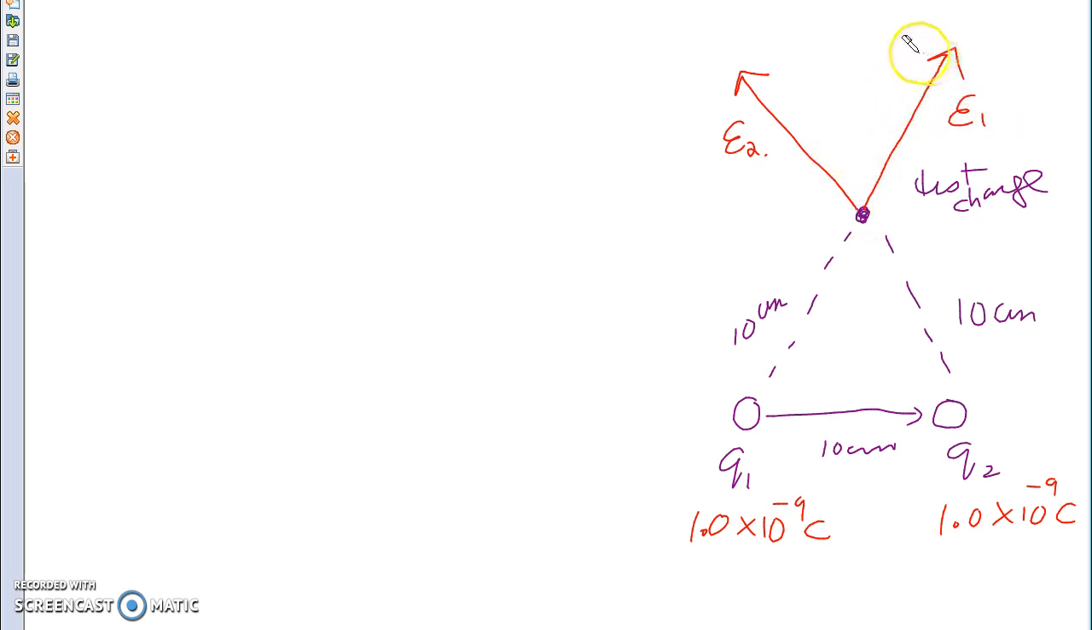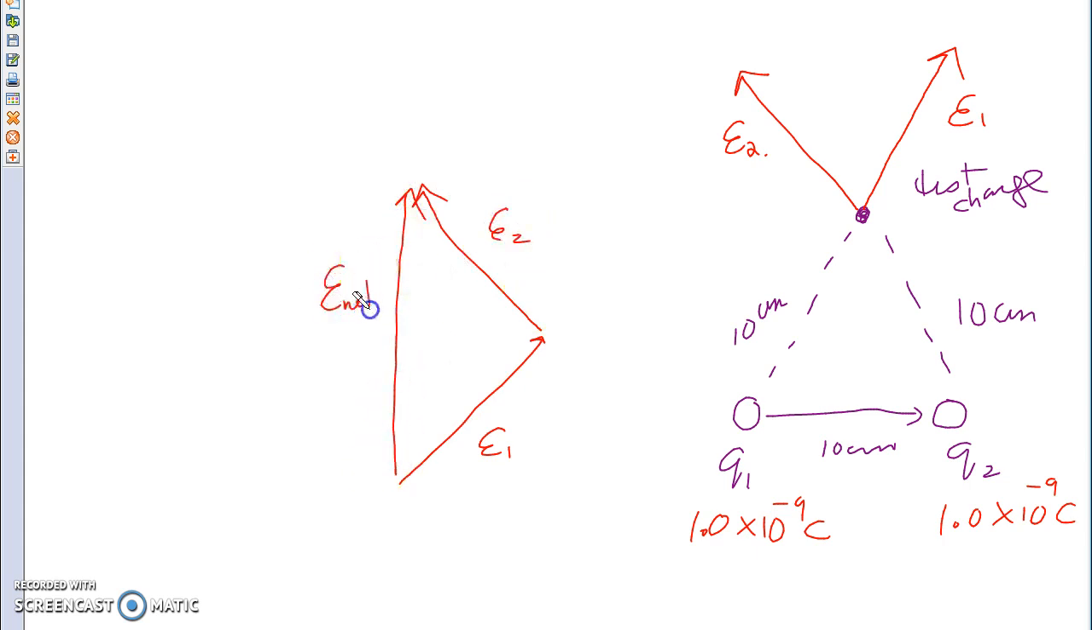Okay? So how do I figure out what my E net is? What is my net electric field at this point because of these two charges? Electric field. Okay, so because it's a vector, I'm going to add E1 plus E2, which gives me E net. And of course I'm going to draw it in terms of vectors.